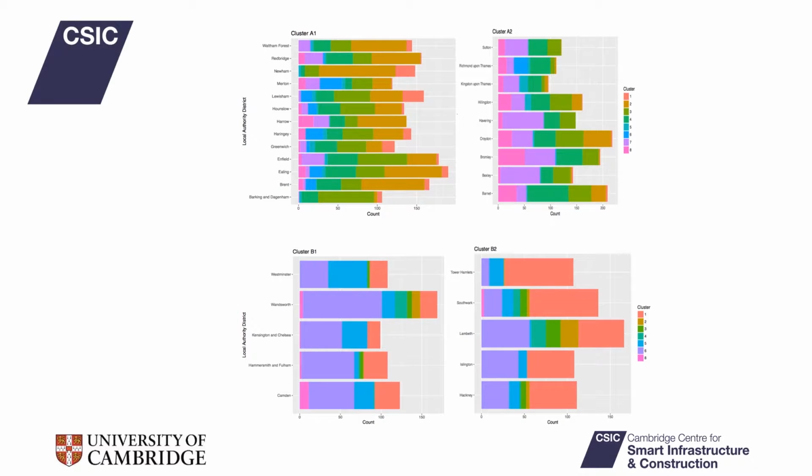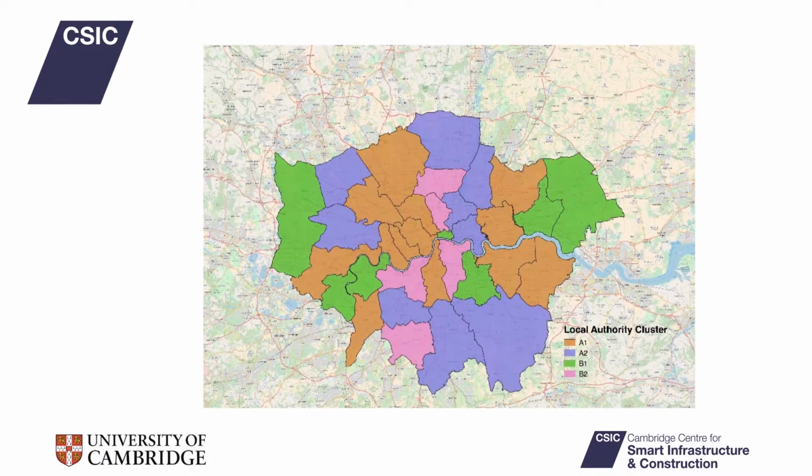So if we plot the generated clusters for the composition of 33 local authorities in London, we can see the similarities and dissimilarities very clearly here. And if we plot the generated local authority clusters, we can see that they're locally adjacent but globally independent spatially.